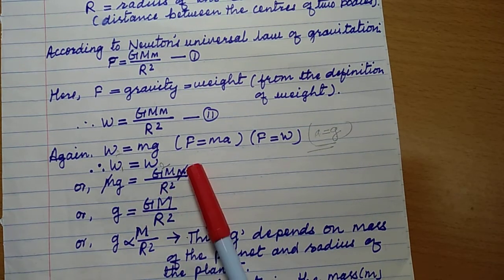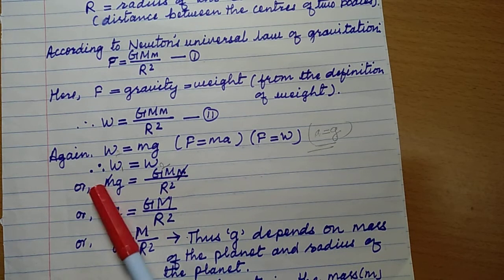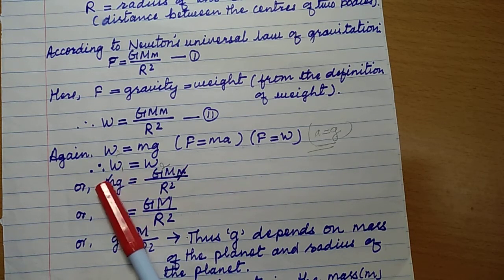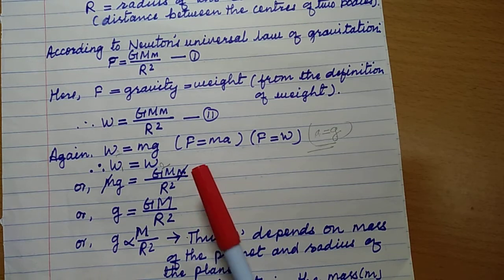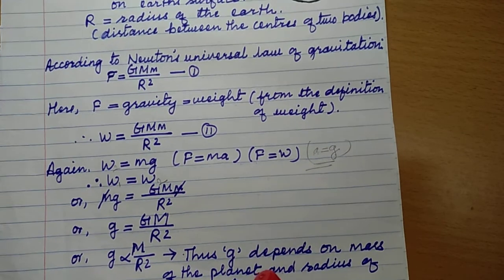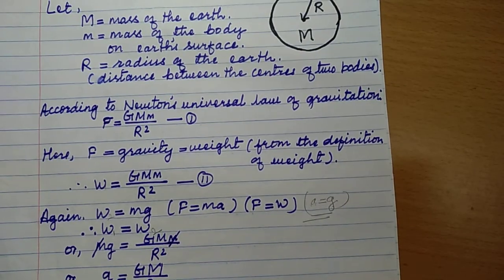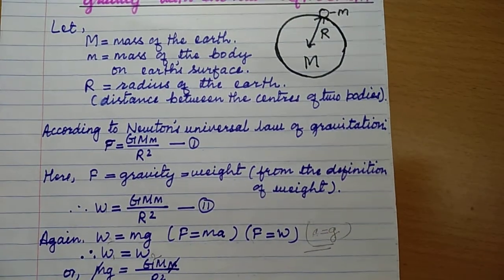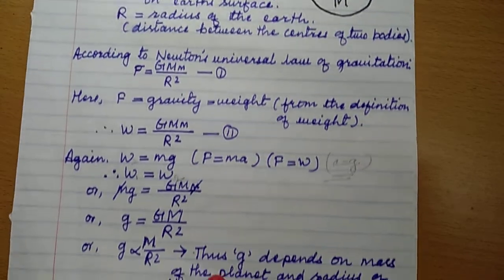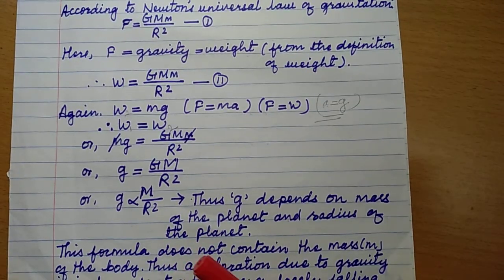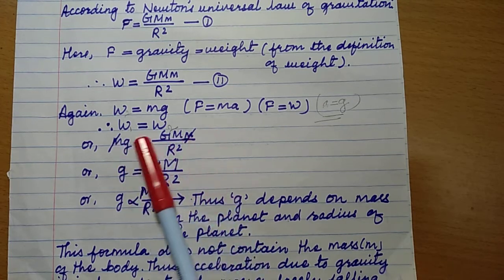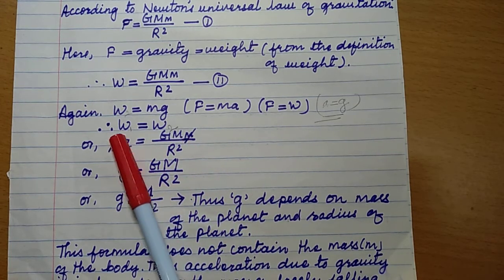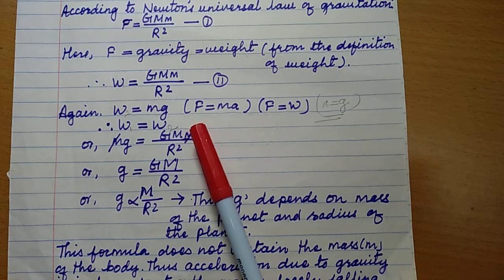So mg is equal to GMm by r square. On both sides there are small m's. Small m means mass of the body which is lying close to the surface of the earth. This small m is on either side of the equal to sign, so this m cancels out.